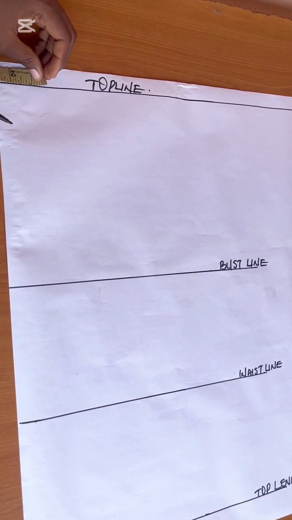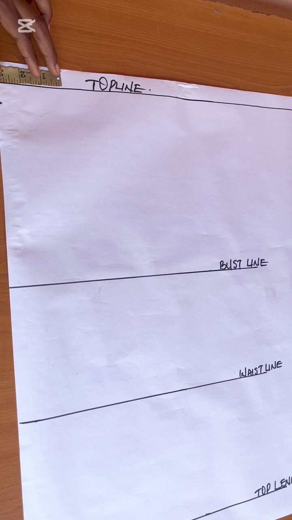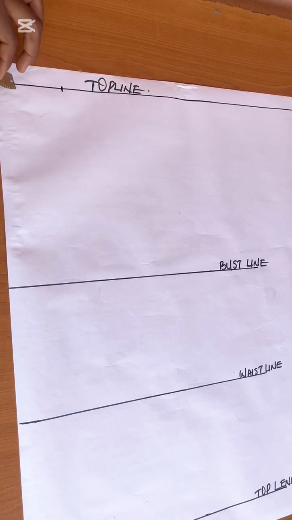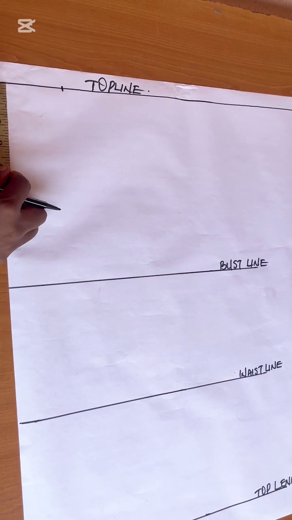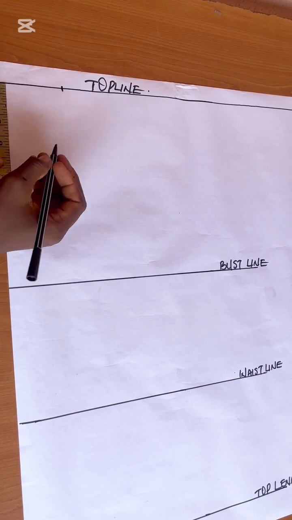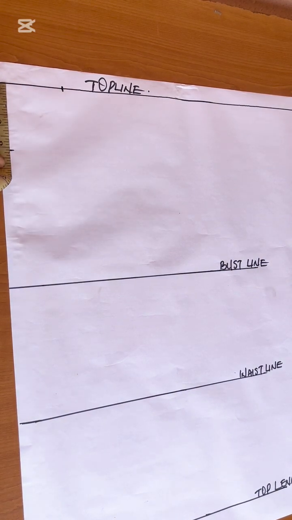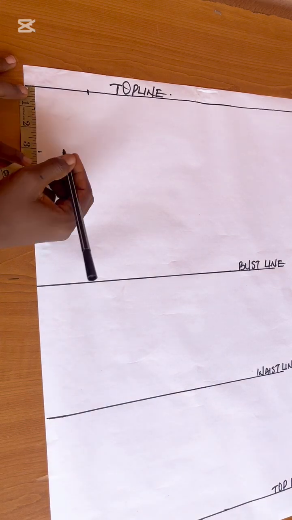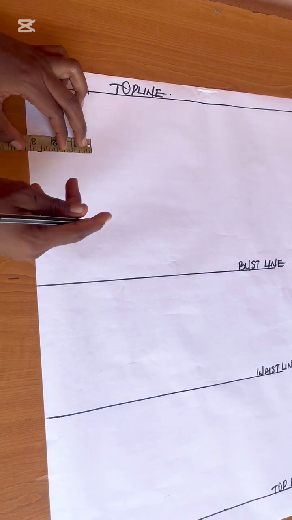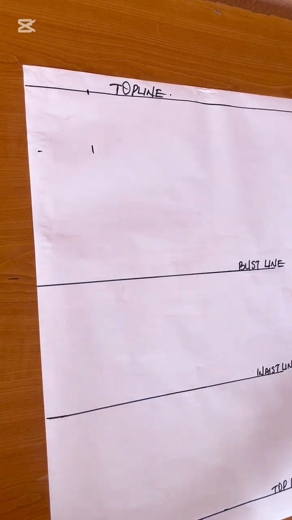So the next thing is to get our neck circumference. For our neck circumference, I'll be using 3.1. It depends on what you want to use. You can use 3, but I'm using 3.1. I'll just make a box after marking 3.1 as the neck depth and the neck width. I'll make a box shape.